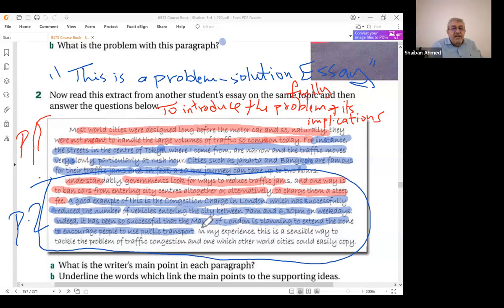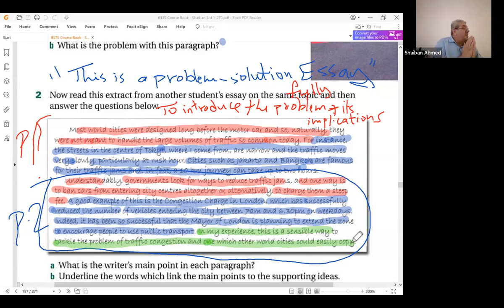Finally, his position, in my experience, I think this is a sensible way to tackle the problem of traffic congestion, and one which other world cities could easily copy. So you can see here the development of the ideas in a very nice way, very simple, not like the other one. I don't have a car, I don't have car parks. People with money can pay anyway. We don't have enough car parks, so he's jumbling. Here, no. Why is it a problem?